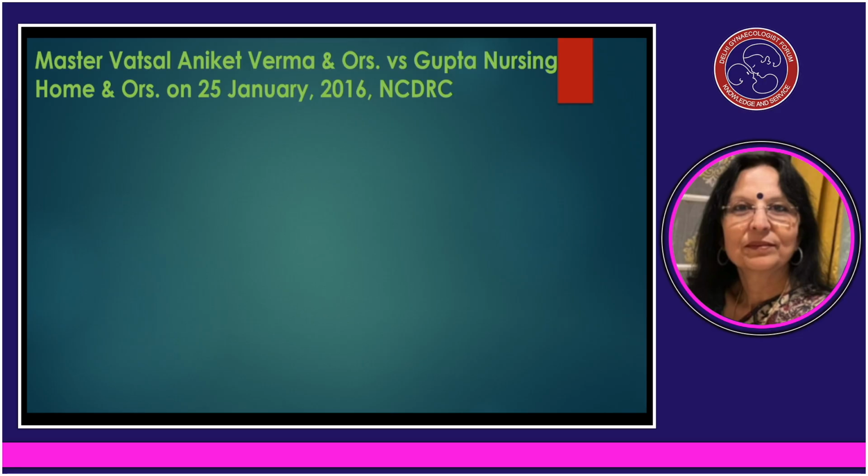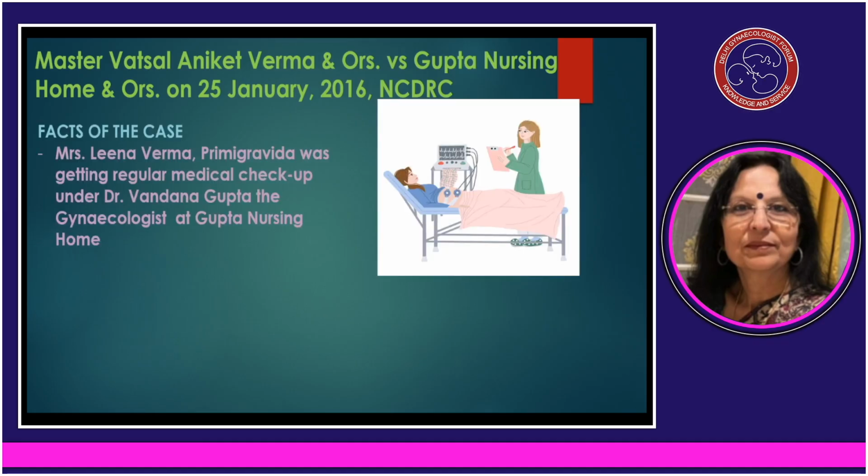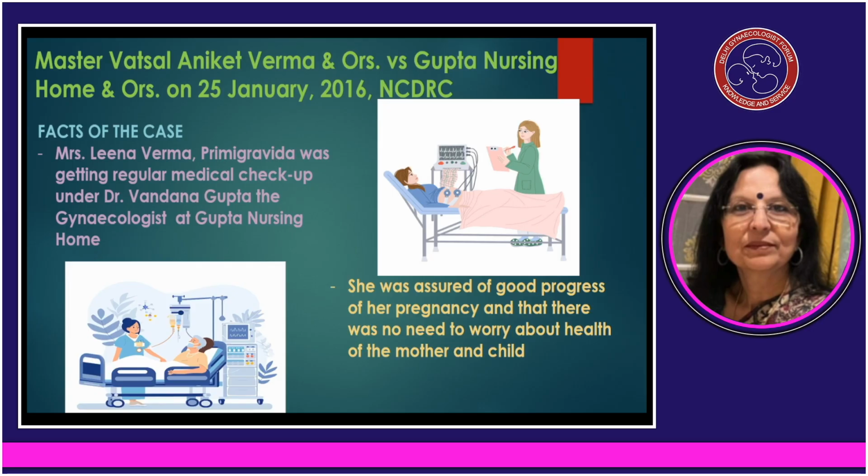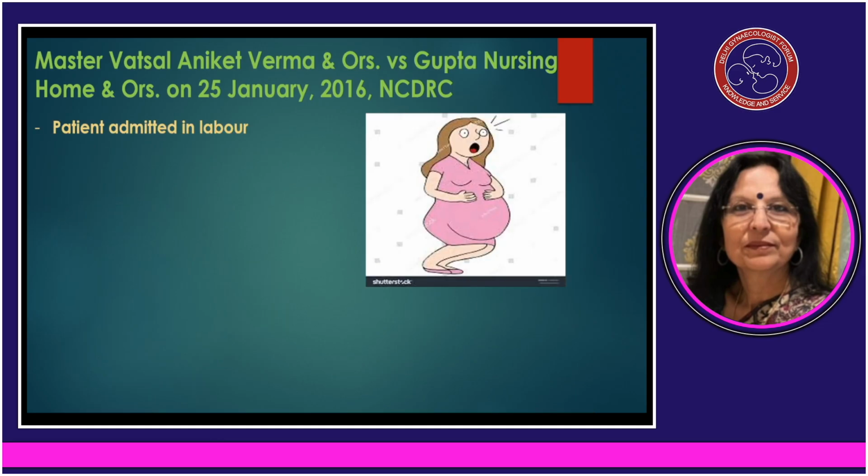So this was a case of Master Vatsal Aniket Verma versus Gupta Nursing Home, where the patient was a primigravida and she went for an antenatal checkup. She was assured that everything was fine and she would have an absolutely normal delivery. And just 5 days prior to her date of delivery, an ultrasound was done, which indicated that the baby weight was 3.5 kg. So the patient got admitted in labor.